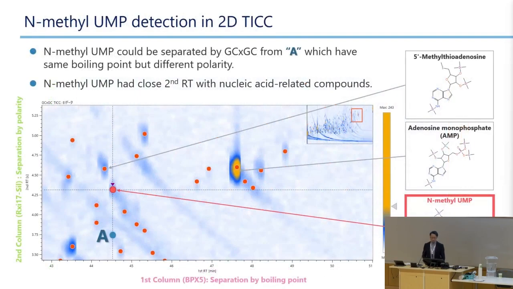This is an enlarged 2D TIC. You can see here N-methyl-UNP's position, and compound A is co-eluted in the 1D GC dimension. But of course, this is GC×GC, so we can completely separate compound A from N-methyl-UNP. You can also see another compound here with very similar substructures. So I can say 2D GC is quite helpful to understand the structure also, because they have almost the same polarities and very similar substructures.